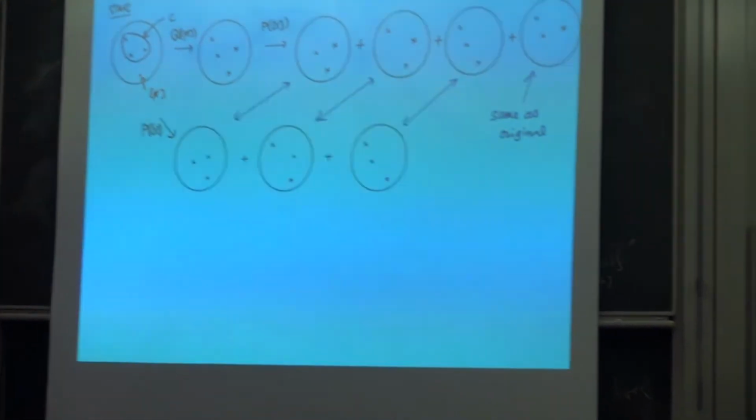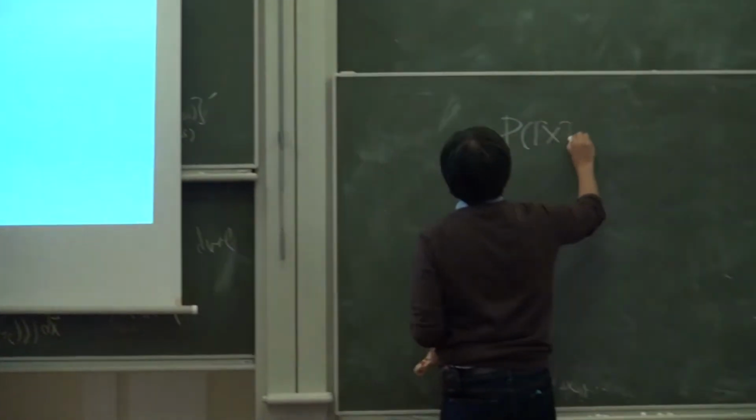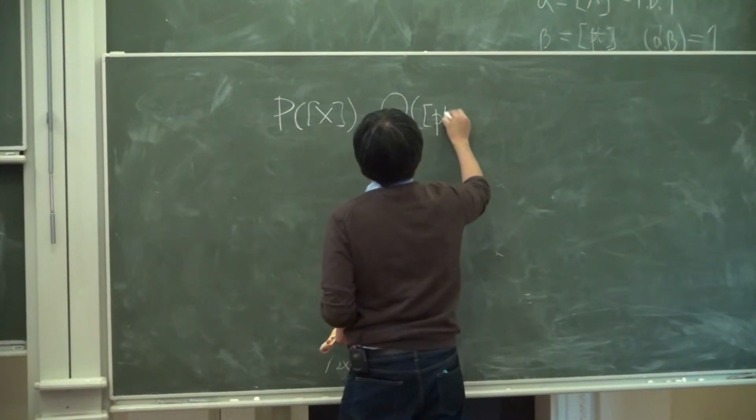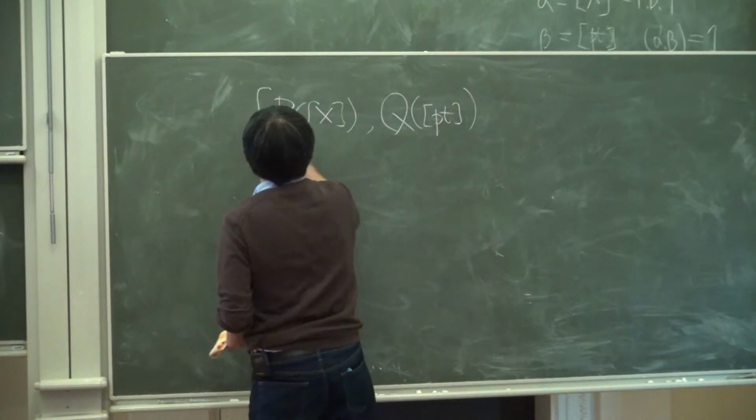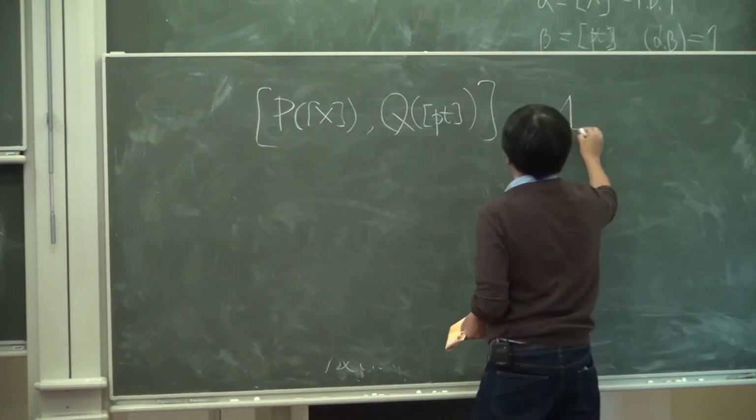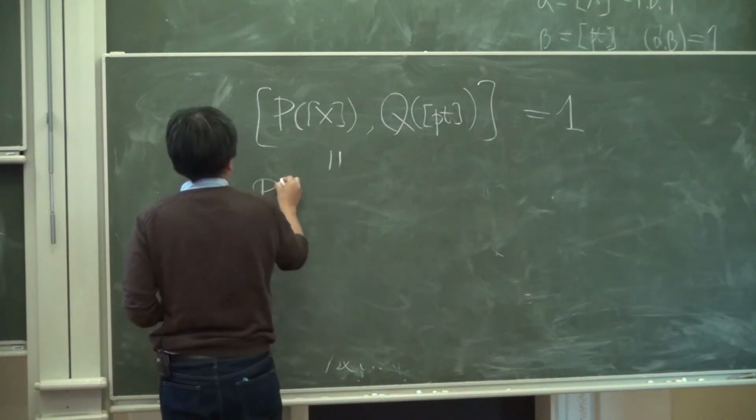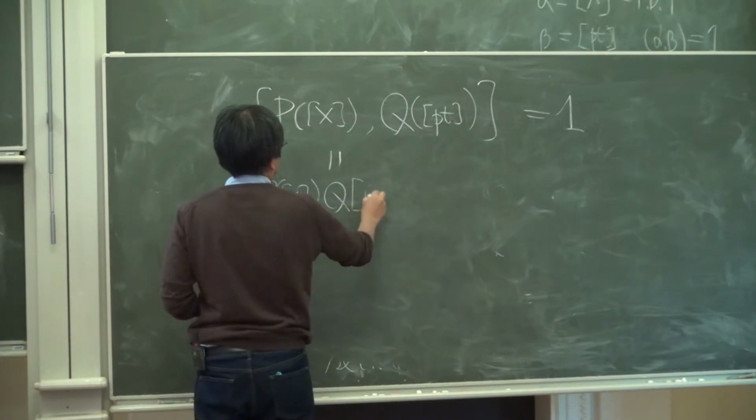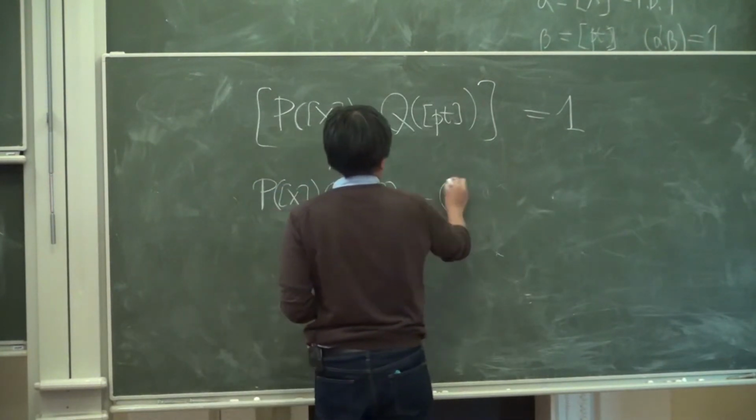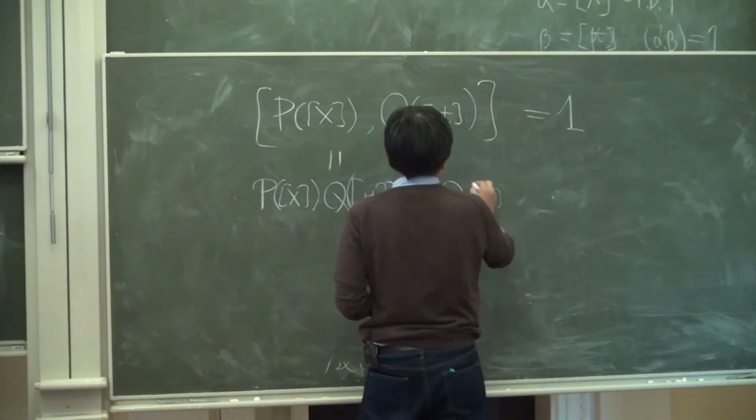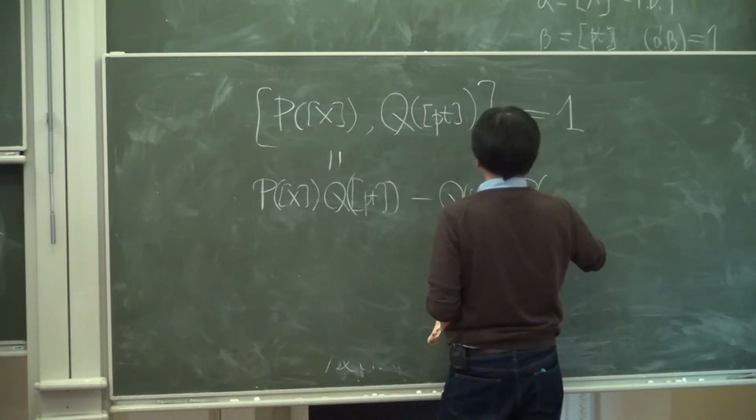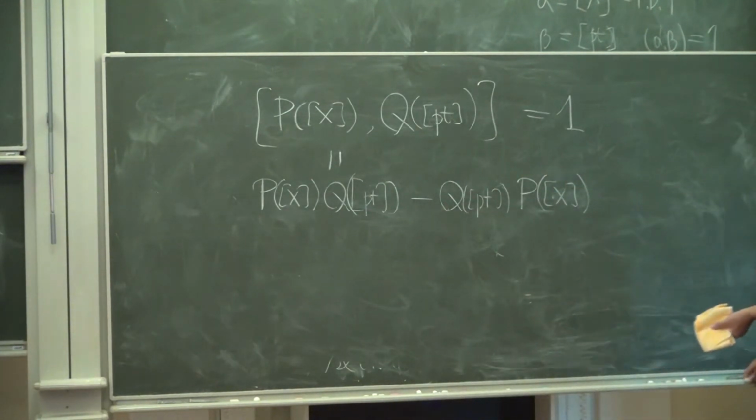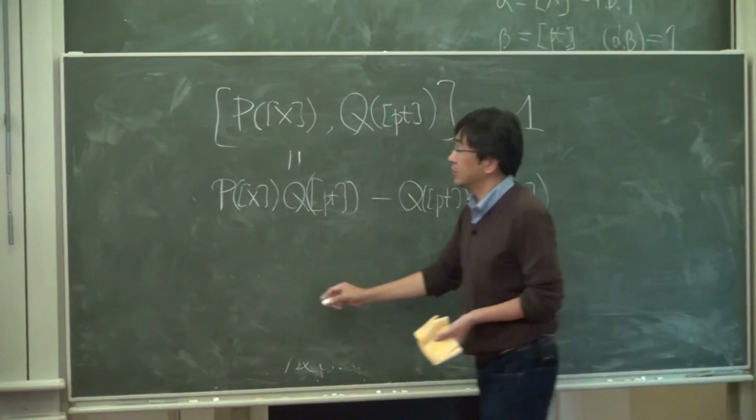P of alpha is x, and Q of point, and this is P of x, Q of point minus Q of point. So this is a commutator. And I apply this operator to C.